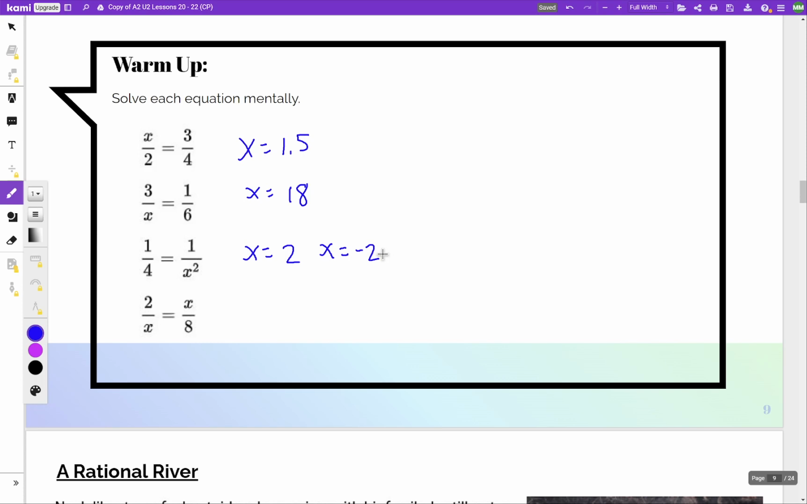And what about the bottom one? 2 over x equals x over 8. This is one where, if you can't figure it out right away, then perhaps you can solve it like a proportion. So how do we solve a proportion? Remember, we can cross multiply. So what we have is 8 times 2 is 16, and we have 16 equals x squared. And so x can equal 4 or negative 4. All right, sounds good there.